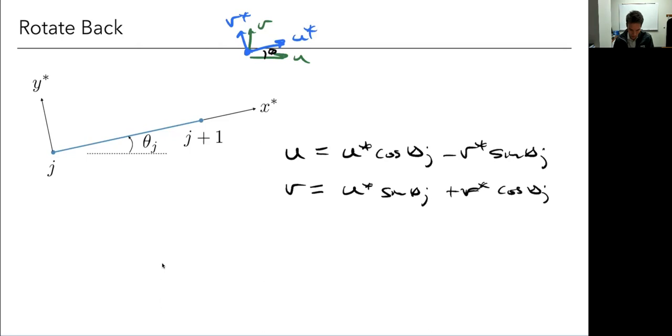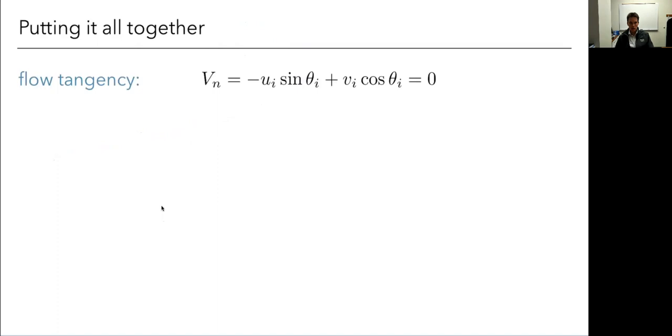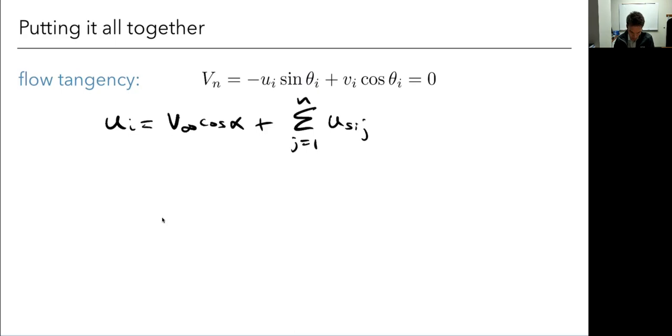All right, so now we've got all the pieces, we can put everything together. Here we go. Just as a reminder, we have flow tangency. That was the first condition we derived. And so to get those U's, U now is my free stream component, plus we just computed USIJ. That was the contribution from the sources at the ith location on the J panel. And I need to sum over all my J panels. So this gives me my velocity at point I, by adding up the contribution from all J panels, including its own panel.